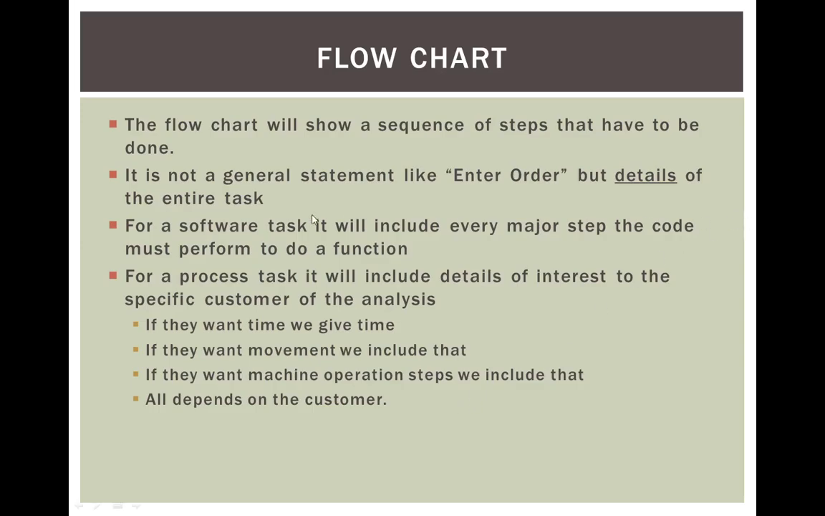All right. Okay, so the flowchart shows a sequence. Here it's not a general statement like inner order, but again, the level of detail is driven by what it is that you're trying to do, as we just talked about over the last couple slides. When we get this inner order, we are breaking it out to some level of detail. That's the whole purpose of this flow chart, to show what actually happens in that inner order thing. Software tasks includes every major step the code must perform, and that's kind of outside the scope of what we're trying to do here.